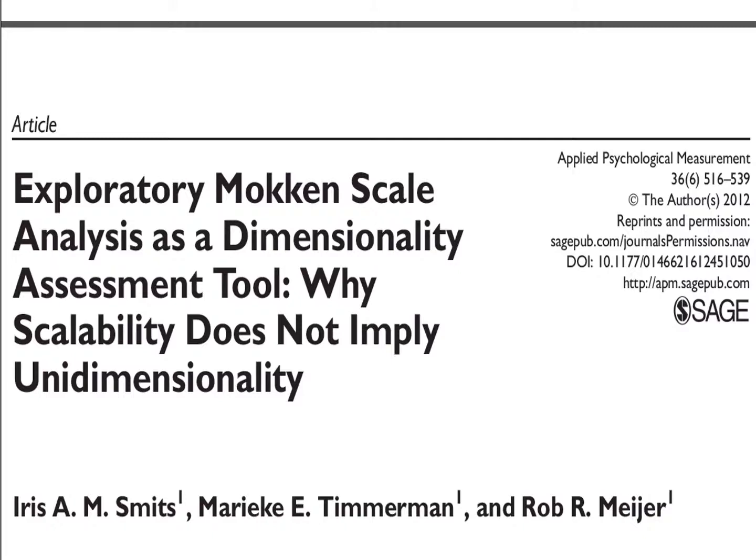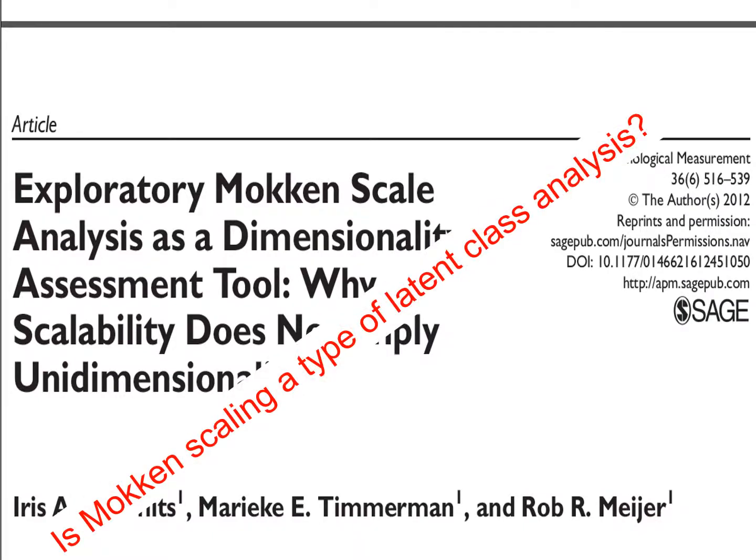And finally, a paper by Smits, Timmerman and Rob Meijer, who's one of the experts in Mokken scaling, who's investigated the concept of unidimensionality and wondered really what it means. And despite their expertise in Mokken scaling, they've actually asked if Mokken scaling is not so much a type of item response theory, but a type of latent class analysis that may be classifying people and not items, because item response theory actually does both. But Mokken scaling may be more dependent on the clusters between people than on the scores on the items.